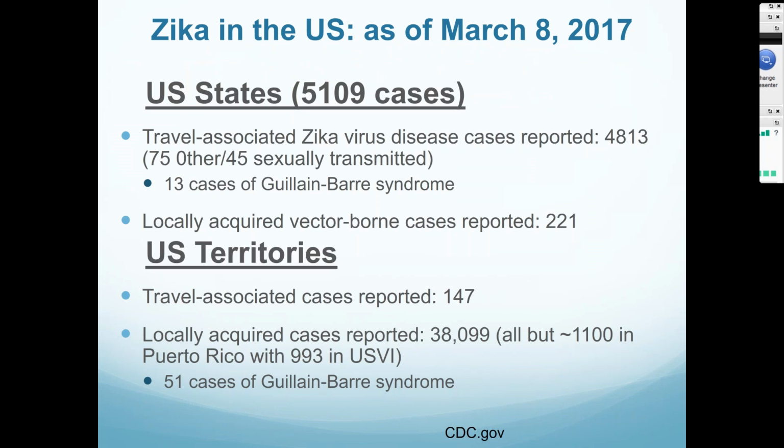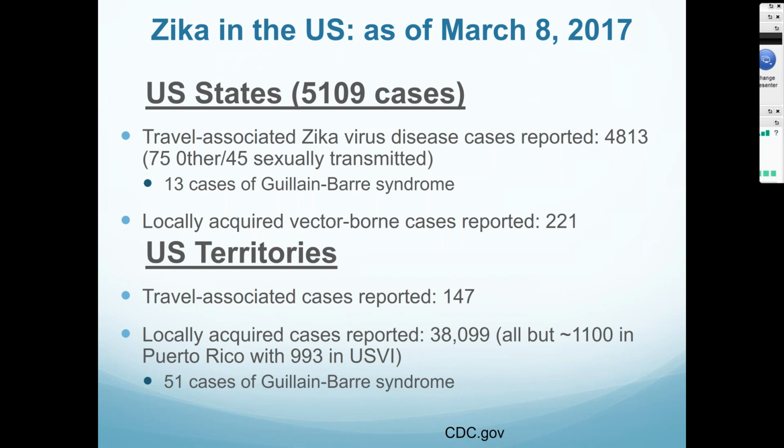As of March 8th, which is the last reporting, and there'll be more reporting tomorrow, there have been 5,109 cases in the United States. Travel-associated cases represented 4,800 of these. The others were other reasons for it, and among the others were 45 sexually transmitted cases. And to date, there have only been 13 cases of Guillain-Barré syndrome in the Zika-affected cases.